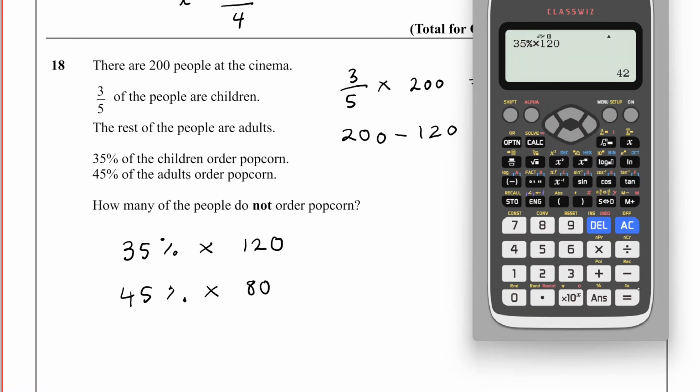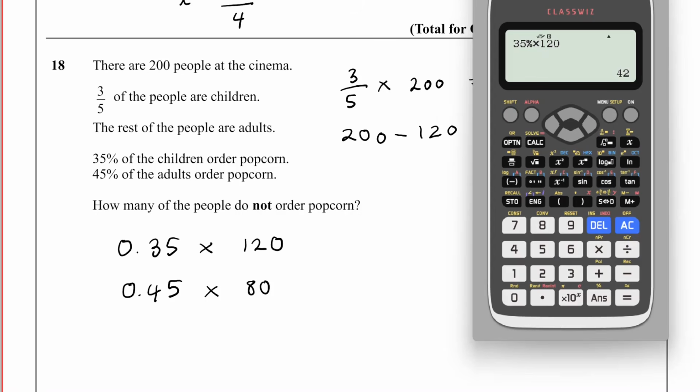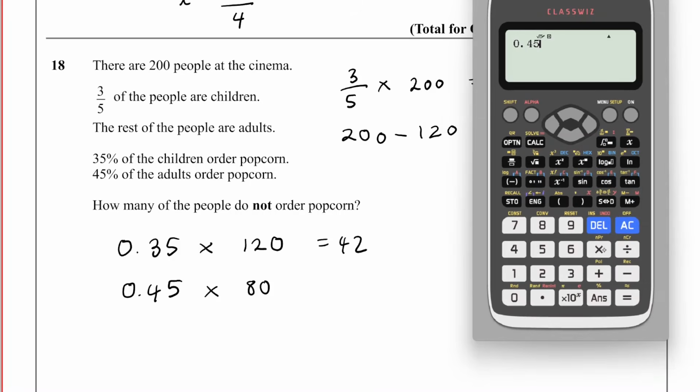Or if you don't like that, you can change the percentage into a decimal. For 35%, we divide it by 100, 0.35. For 45%, 45 divided by 100 is 0.45. And that will be exactly the same, 0.35 of 120. 35% of 120 is 42. And 0.45 times 80 is 36.